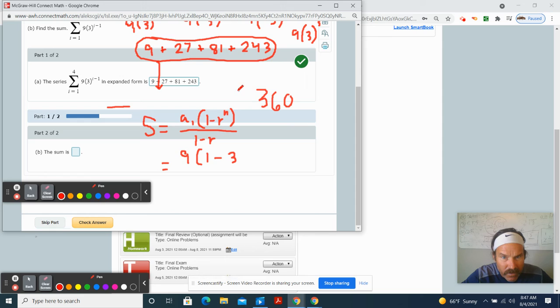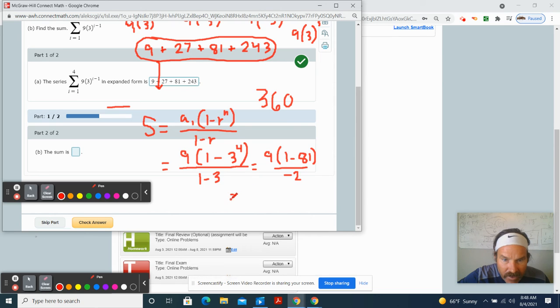We need to know n. We need to know the number of terms, and that's 4. And that's what r is raised to. And then it's 1 minus r. So 1 minus r is 1 minus 3. So if we do this, this is 9. In parentheses, 3 raised to the 4th power is 81. So this is going to be 1 minus 81 over 1 minus 3, which is negative 2.